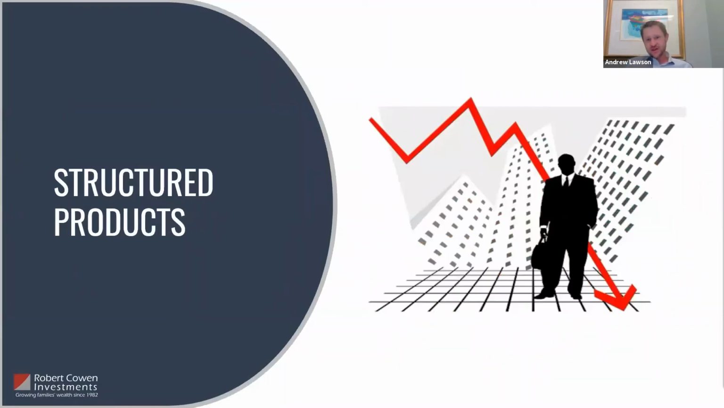So I thought we'd just touch a little bit on structured products. The graphic there of the stock market crashing refers to 2008, the global financial crisis. In 2008, essentially the global financial crisis was driven largely by structured products, where collateralized debt securities and collateralized mortgage obligations essentially collapsed and caused the crisis. They've got a very bad name as a result, and they can be highly complex products.